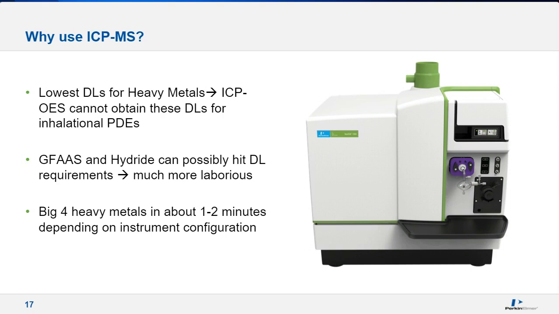Graphite furnace and hydride analysis could possibly hit the required detection limits. However, the sample preparation for those techniques is much more laborious. You have to run the samples multiple times, and different sample preparations would be required. For the Big Four heavy metals, you can determine them in about 1 to 2 minutes, depending on the instrument configuration. In fact, it doesn't take much longer to add analytes to the method, as most of the time is spent getting the sample in and out of the plasma.